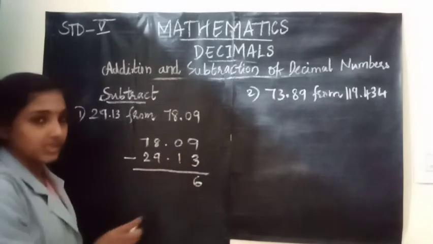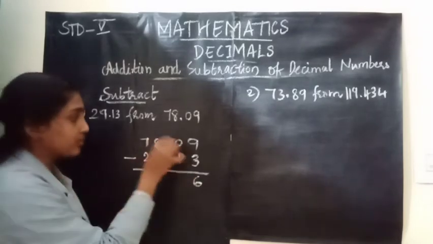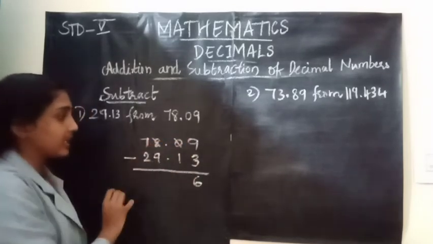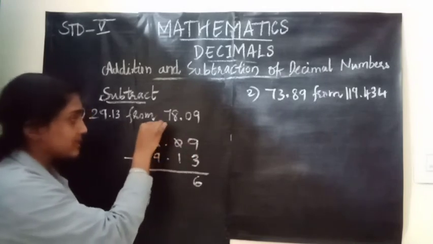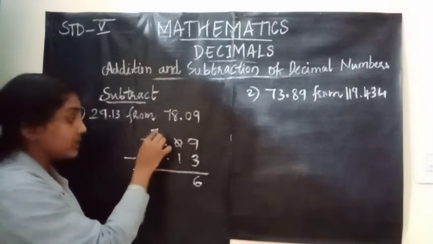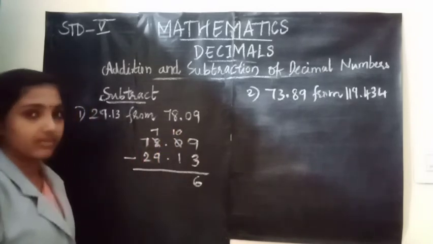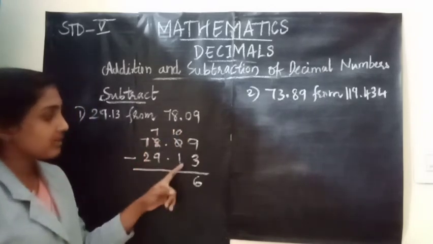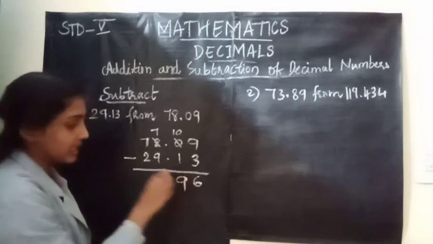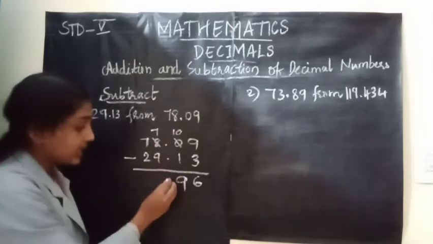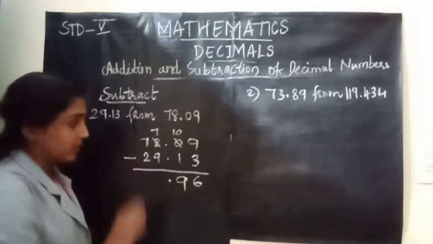Then 0 minus 1. 0 minus 1 is not possible. So we should borrow from the next place. Borrowing from the next place, 8 will change to 7. Then 0 will change to 10. So it is 10 minus 1. It is 9 here. Then we have to put our decimal point.